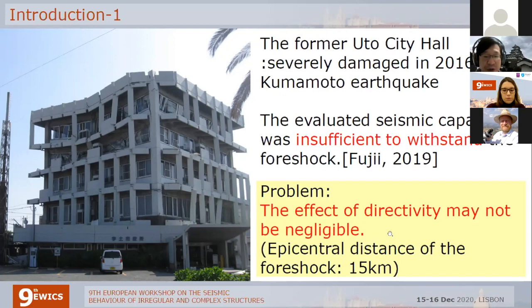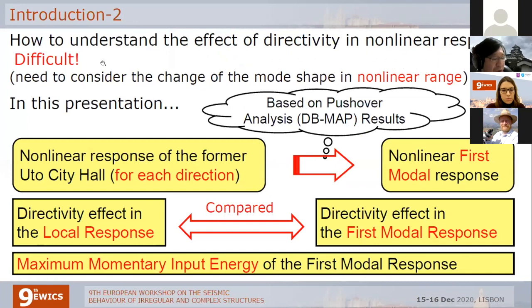So how do we understand the effect of directivity in the nonlinear response? It is difficult. It is necessary to consider the change of the mode shape in the nonlinear stage. In this presentation, the nonlinear response of the former Uto City Hall is analyzed considering various directions of seismic input.